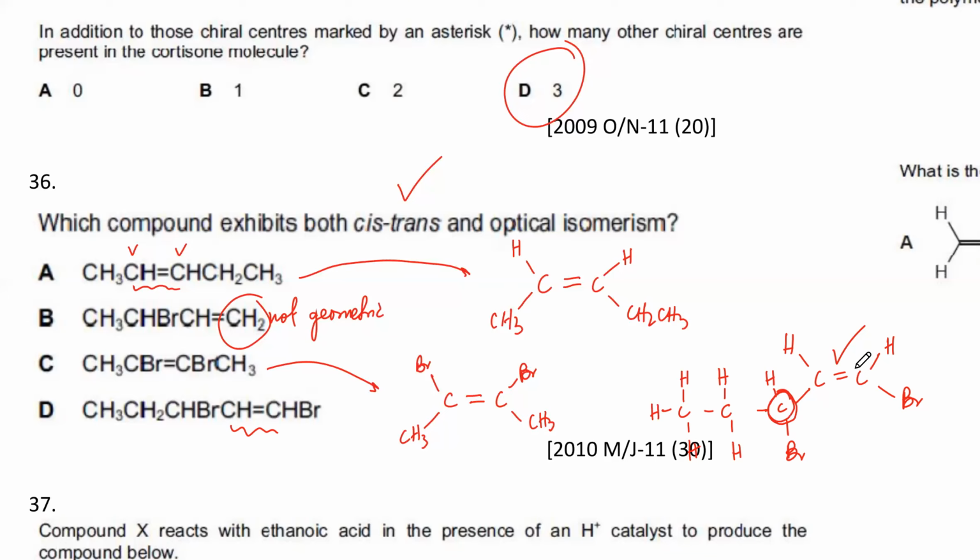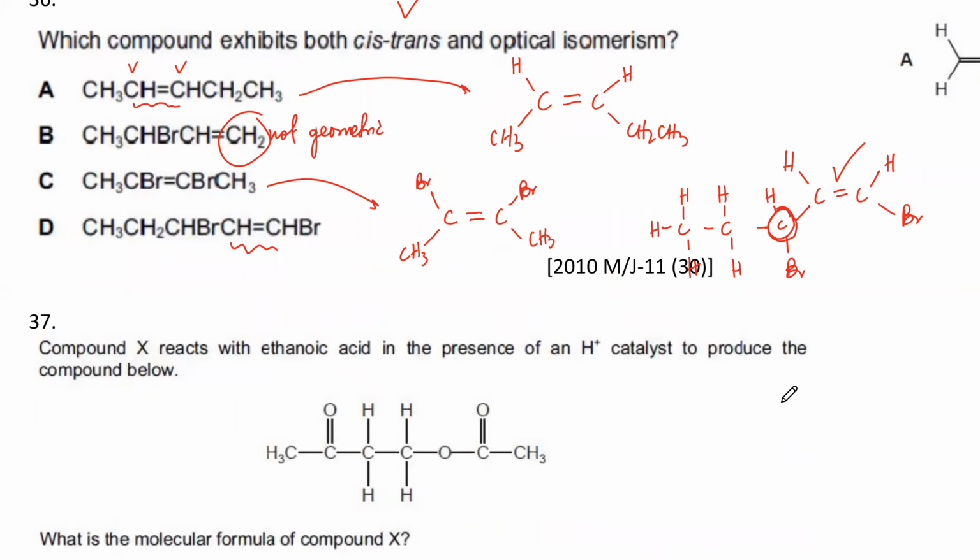I mean, this side is making geometric isomers, but there is a chiral carbon as well, because all 4 sides are different. So around this carbon atom, there are going to be mirror images. There are going to be 2 versions of this, 2 different shapes. The molecule will have 2 different shapes around this carbon atom. Clear, Aisha? Yes, sir. So the answer for this one is D.